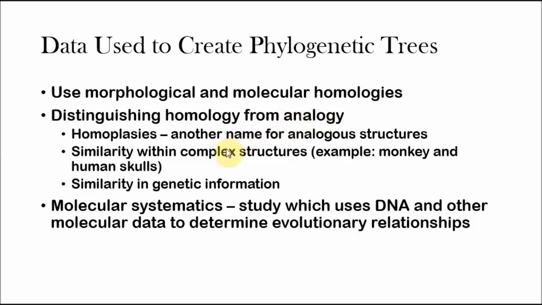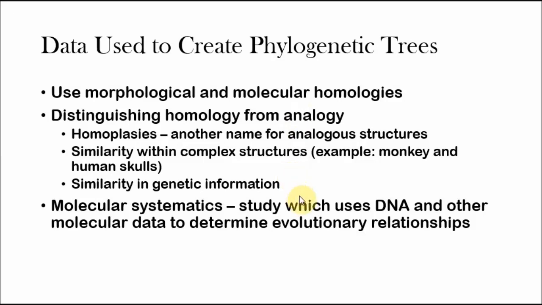Okay. Whenever you have a homology which might be an analogy, what scientists do is they look for two things. They look for similarity in complex structures. An example would be monkey and human skulls. Monkey and human skulls fuse together in almost exactly the same way. So whenever you have similarities in complex structures, you can usually assume that it is indeed a homology instead of an analogy, and that it is part of evolutionary history. Also, similarity in genetic information. If two organisms share a lot of genetic information which is extremely similar, you can also assume that it's a homology and not an analogy.